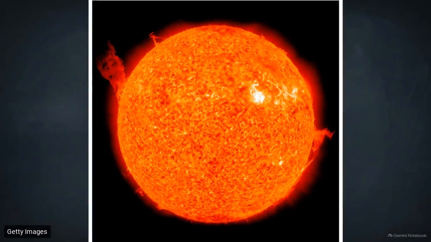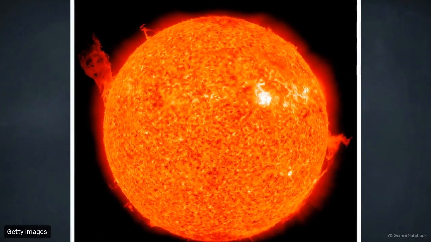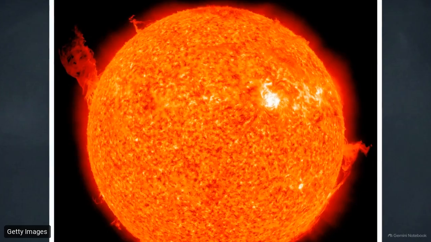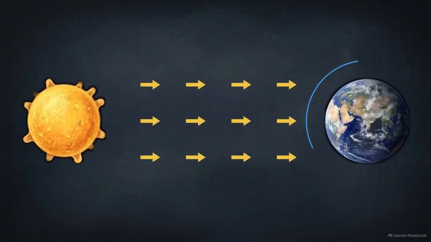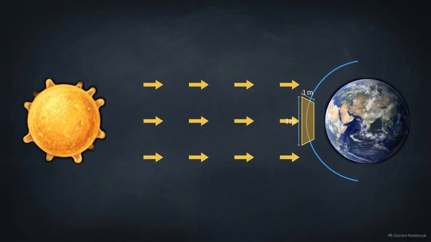The Earth's entire climate is a thermodynamic system powered by a single, massive engine. Orbiting at a distance of 1.5 times 10 to the 11th meters, our planet intercepts a highly specific fraction of that stellar output. At the very top of our atmosphere, this incoming energy, known as solar intensity, averages out to roughly 344 watts per square meter.